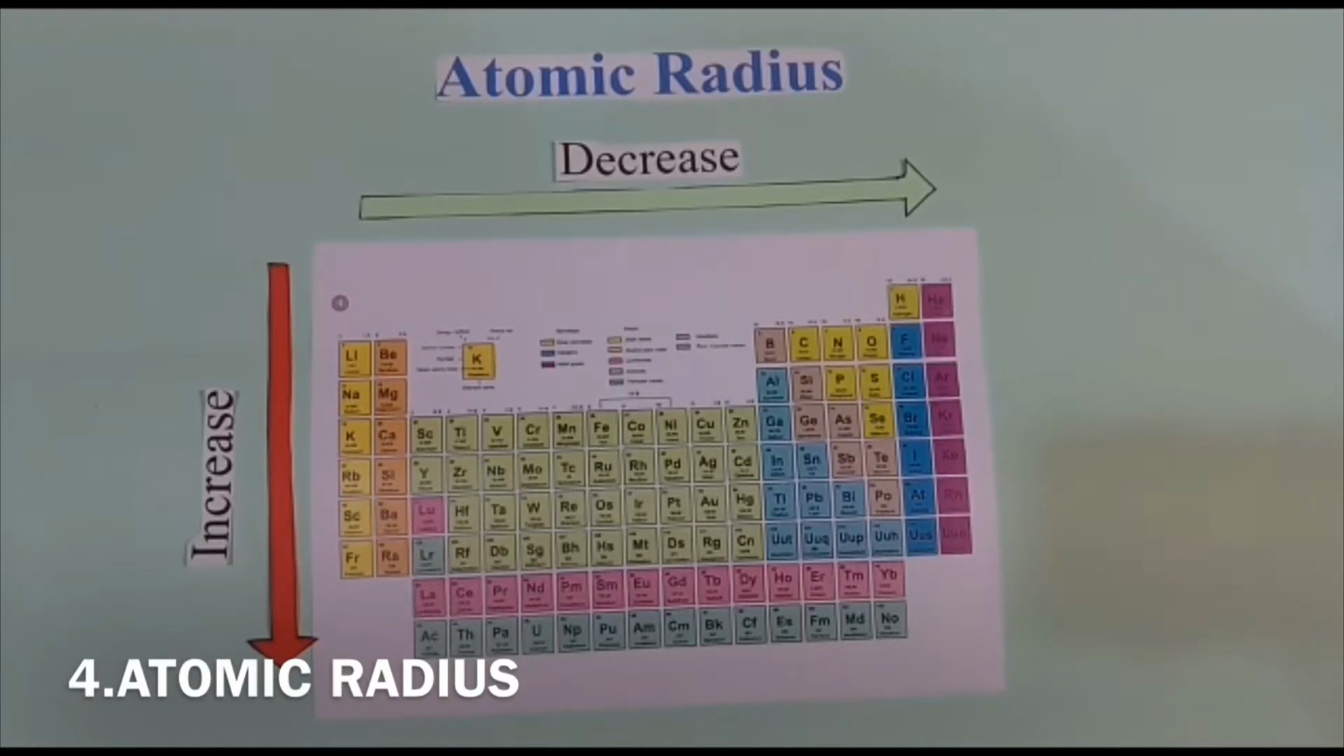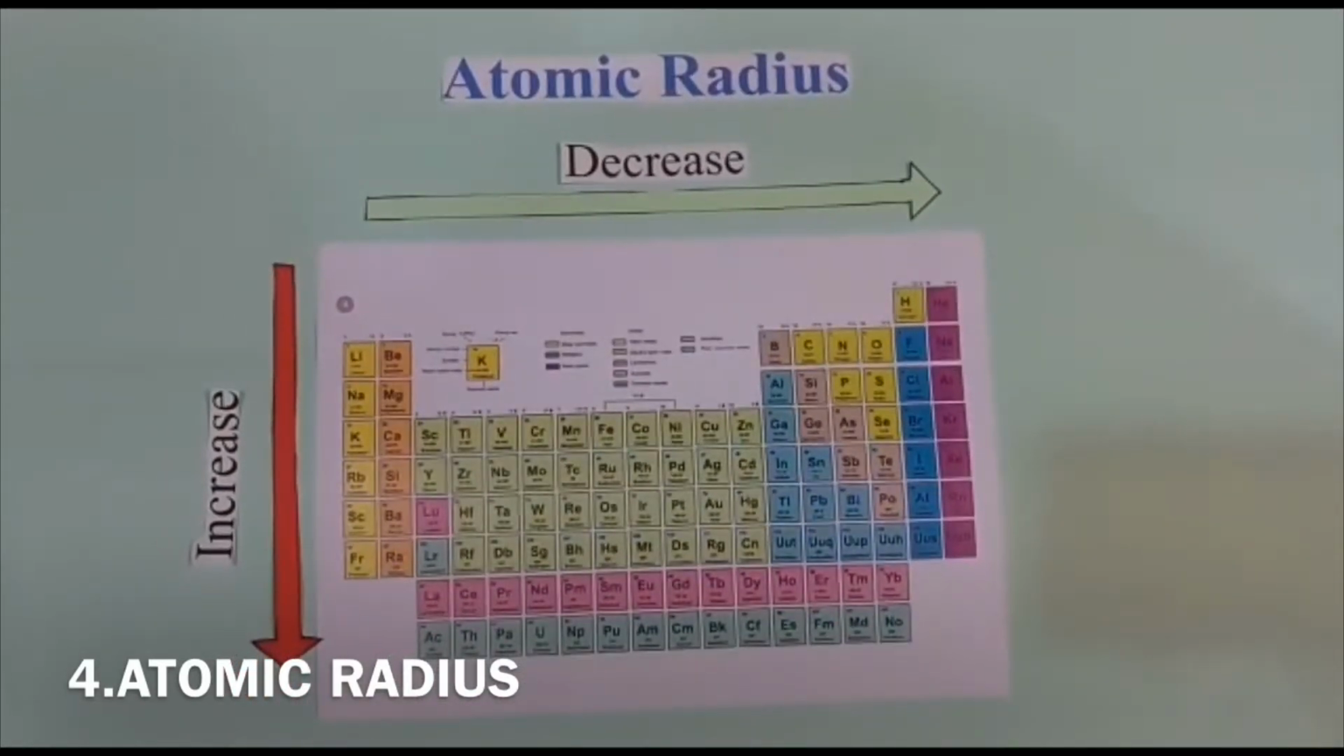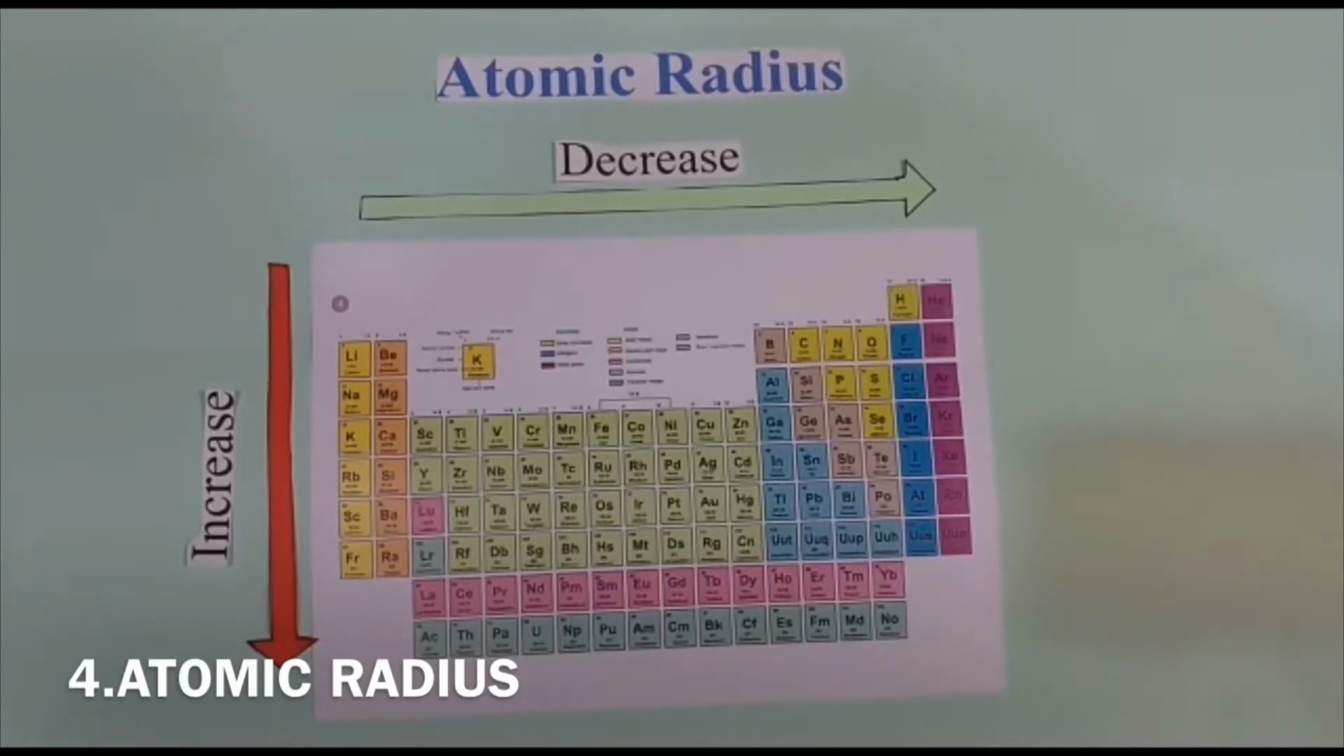And from moving side to side, atomic radius decreases. As you move from left to right, all additional electrons go into the same principal energy level. As a result, electron shielding does not play a role. The increasing nuclear charge pulls the outermost electrons closer to the nucleus, thus reduces the size.